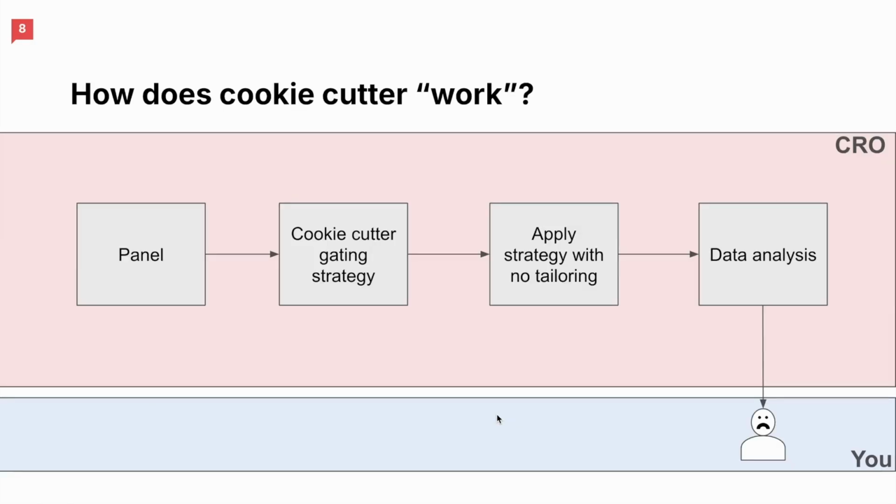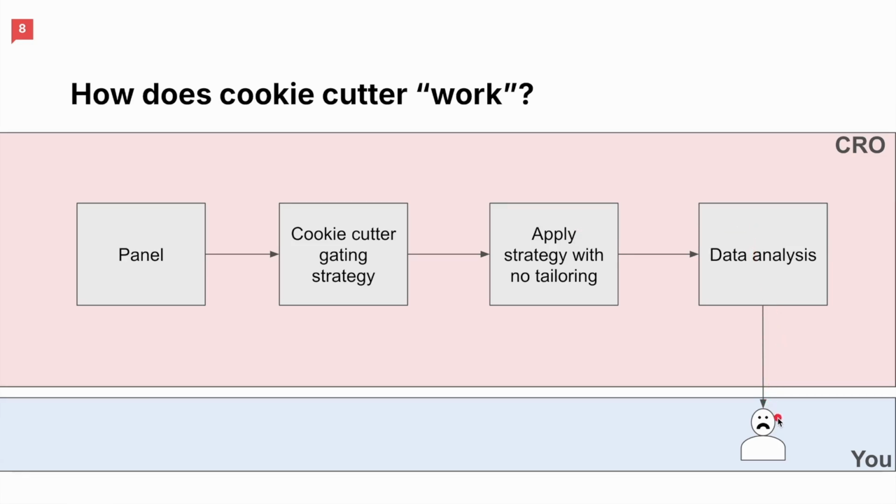So how does cookie cutter gating work? And we put this in quotes because it works badly. You start with the panel, probably off the shelf. You apply this cookie cutter gating strategy from old school CROs. You get this strategy with no tailoring, and then you get a bunch of messy, ugly data.